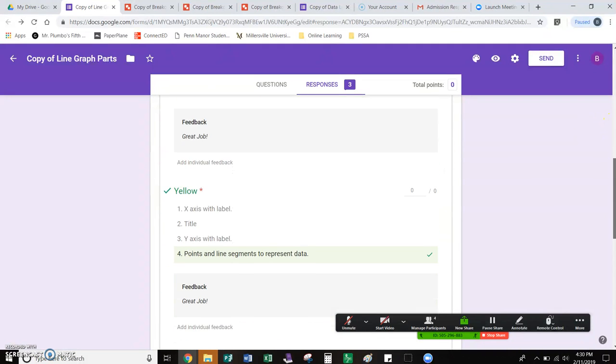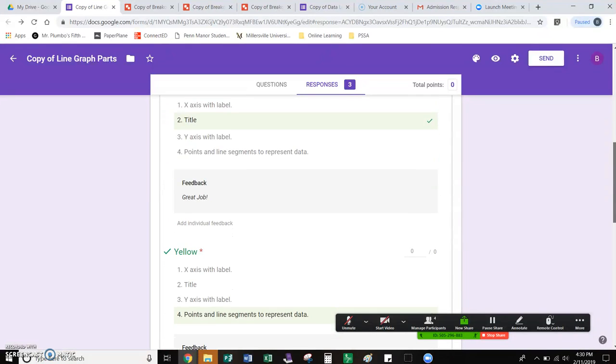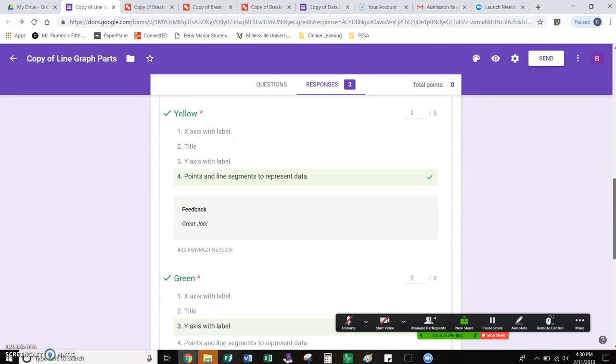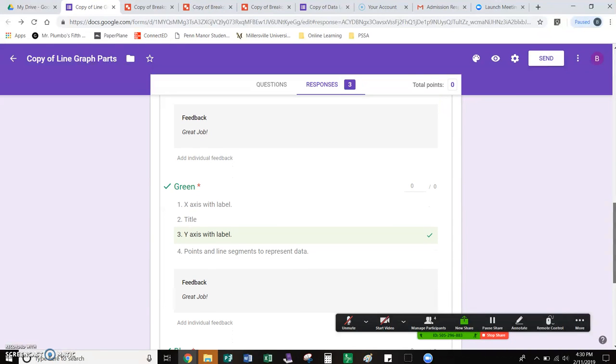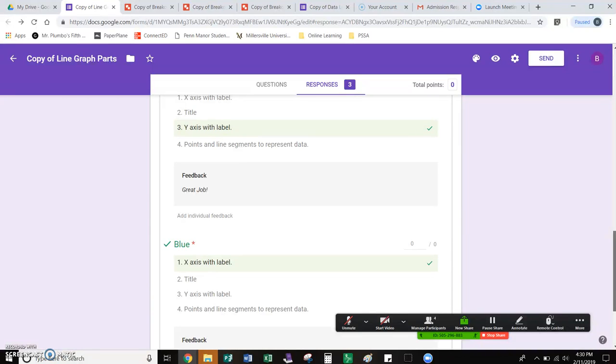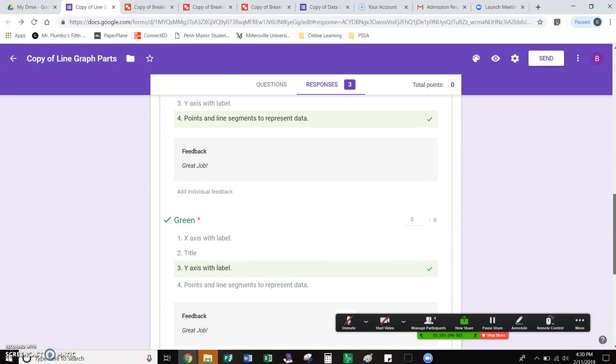Okay, red. So the red was the title. Okay. Looks like everybody chose that. The yellow was the points in the line segments that represented the data. Very good. The green was the y-axis with the label. The blue was the x-axis with the label. So it looks like we've got our axis straight, which can sometimes be a little tricky.